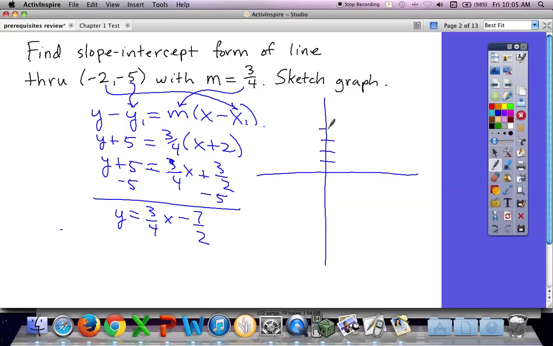Okay, what's the first point that I graph? The y-intercept, right? Negative 7 halves is negative 3.5. You could stick it in the calculator and see that. So that would be about right here. And then how is the slope telling me to go up and over? Up 3, right? So from this point, which is halfway in between 2 lines, 1, 2, 3, and then over 1, 2, 3, 4. So it would be about right there. Sketch a line.